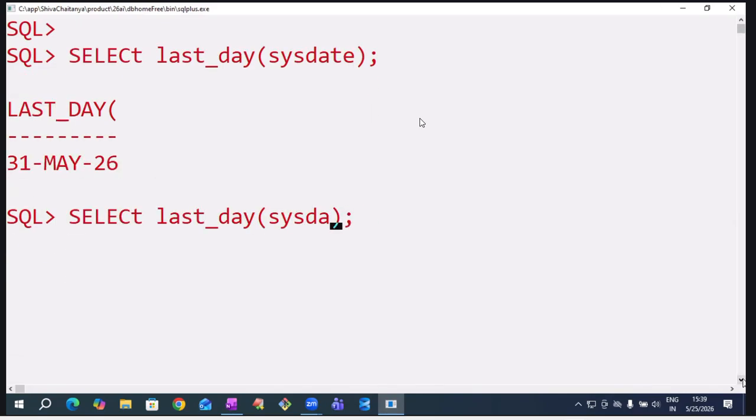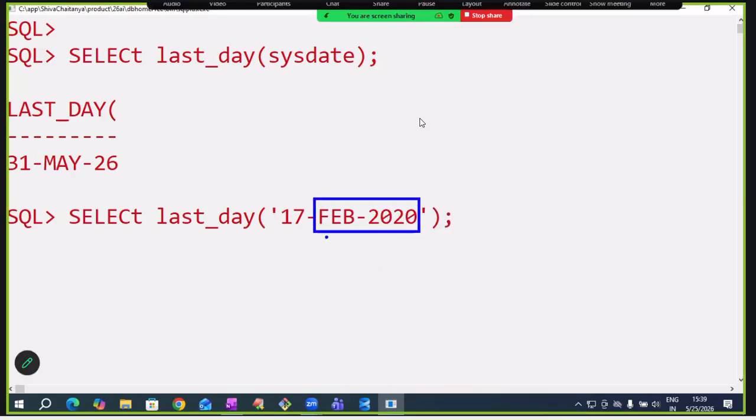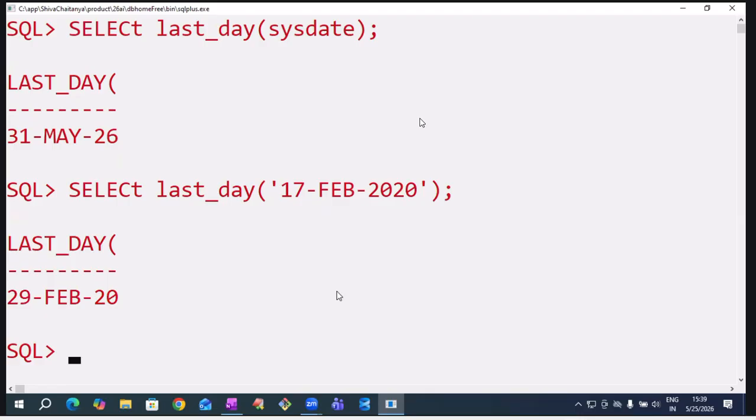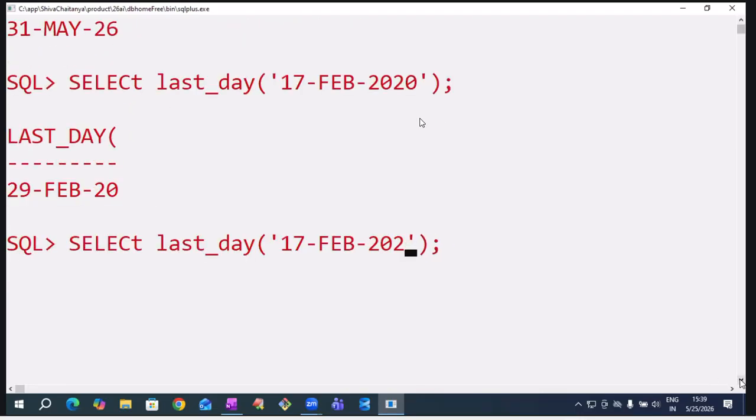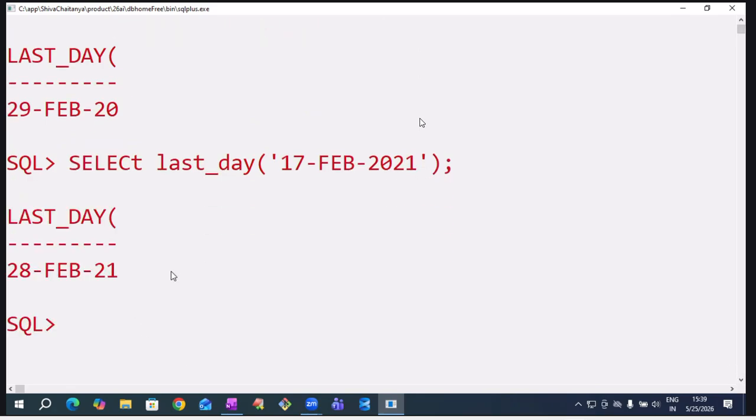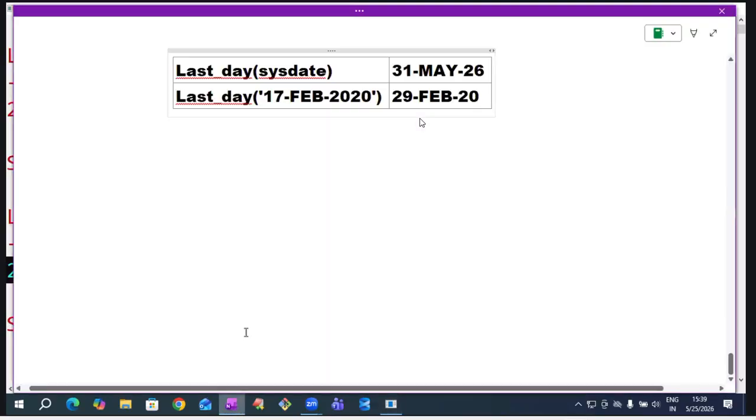Suppose I'm writing like this. Last day of, okay, last day of 17 Feb 2020. In February 2020, last date it gives. It is leap year. So last date is 29 Feb. Suppose 17 Feb 2021 I am giving. 2021 is not leap year. Last date is 28 Feb. To get last date in the month, we use it.